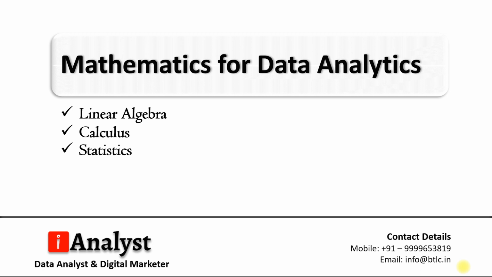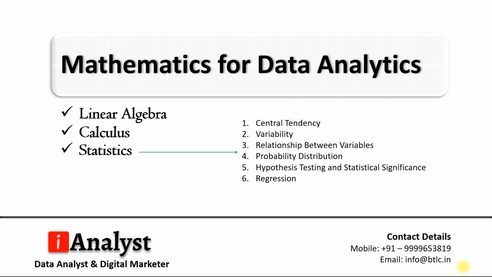3. Statistics. Statistics helps us understand general trends and patterns in a given data set to make predictions about future events and behaviors. Statistics also helps answer questions that decision makers have about problems. There are the following topics of statistics to learn. 1. Central tendency. 2. Variability. 3. Relationship between variables. 4. Probability distribution. 5. Hypothesis testing and statistical significance.